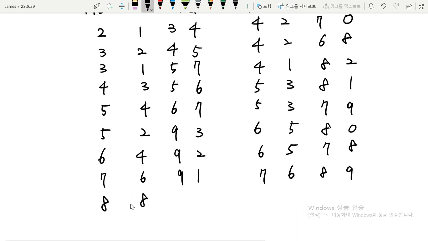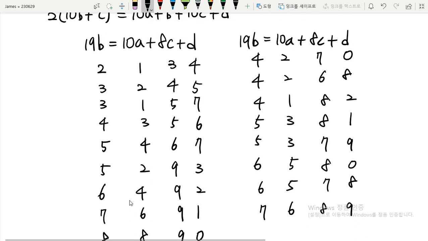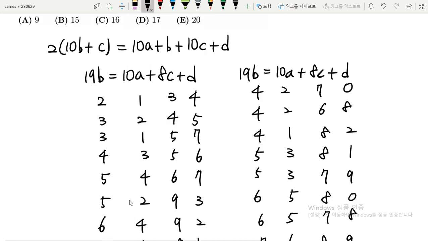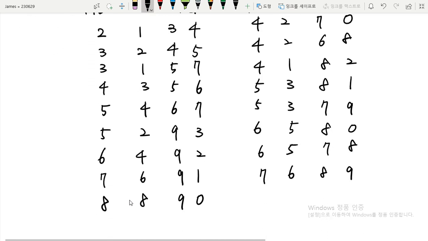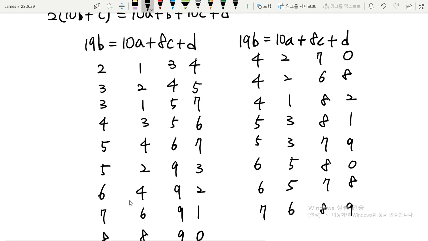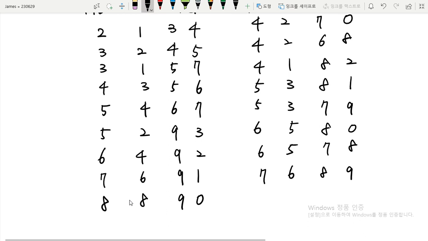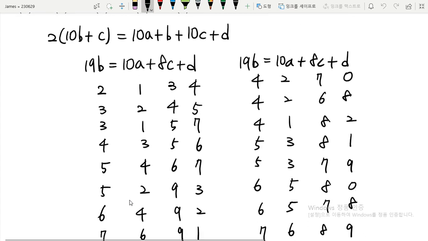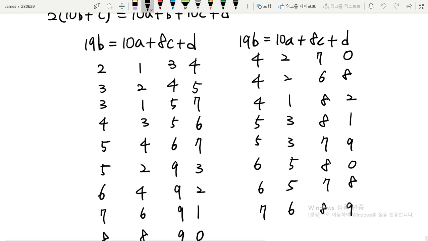Yeah, 72 means 8 times 9 is 72. So we can make one case for B is 8 and 8 and 7. And we cannot even make this 8 and 7. Now the difference becomes 2b. So these are all the cases.